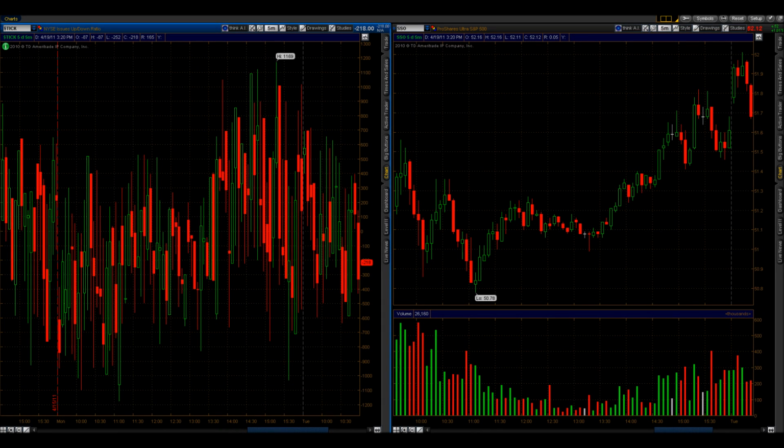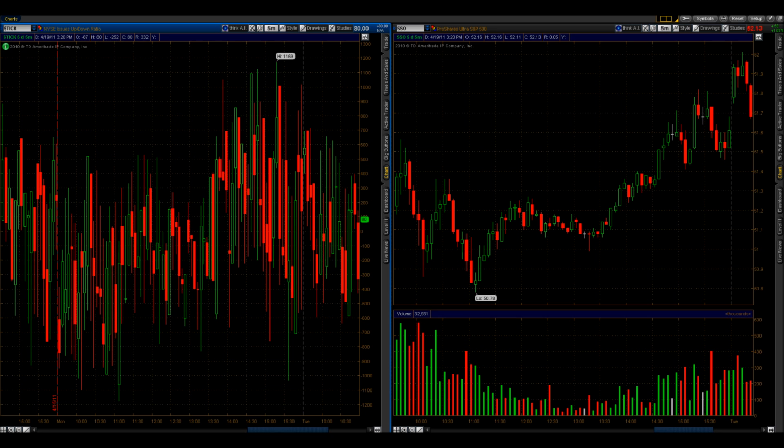Today I want to go over a trading strategy of mine that I use on a fairly regular basis. It's an intraday trading system that is very easy to replicate, and it essentially just uses the tick indicator and a 2x ETF. In this case I use SSO and SDS.